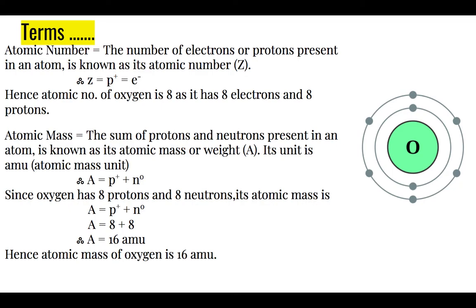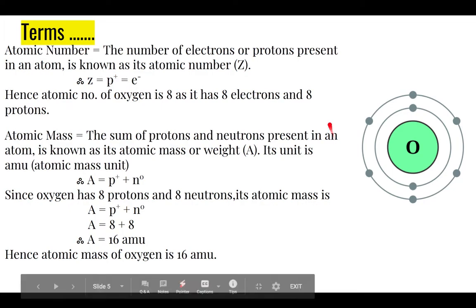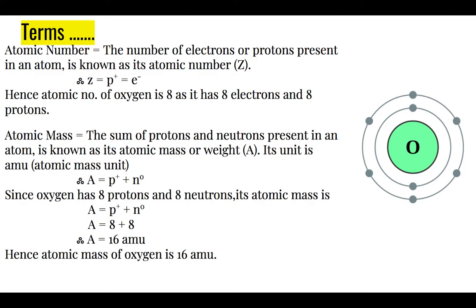Now let us know some terms, like atomic number. Every atom has an equal number of electrons and protons, as we said before, and that very number is called the atomic number, and it is represented by Z. So here you can see oxygen has 8 electrons and 8 protons. That's why the atomic number of oxygen is 8.